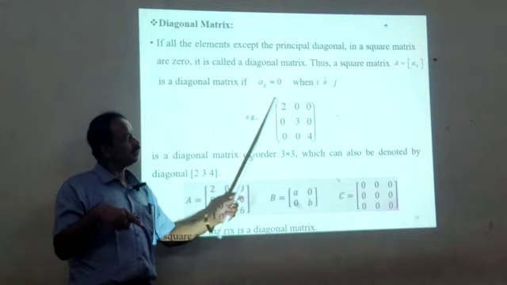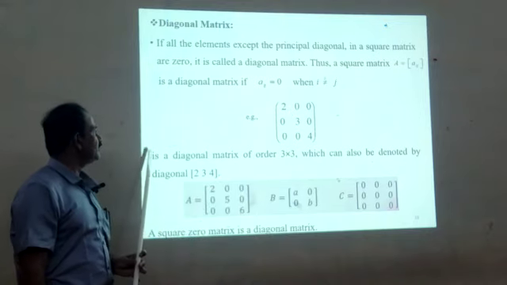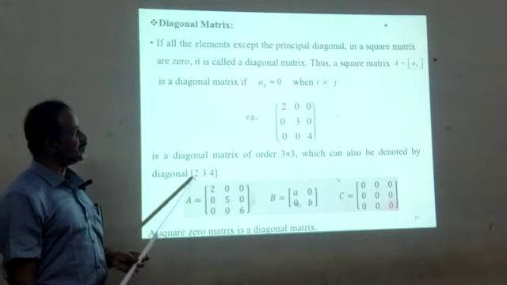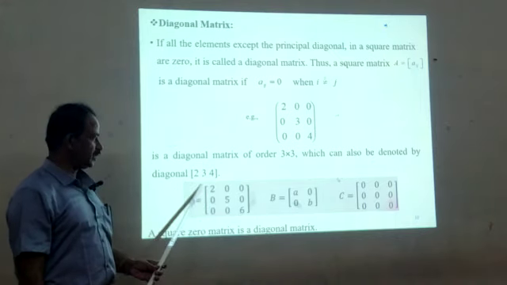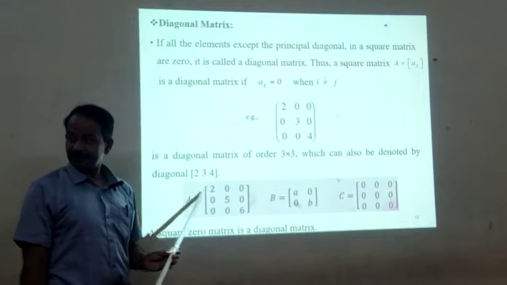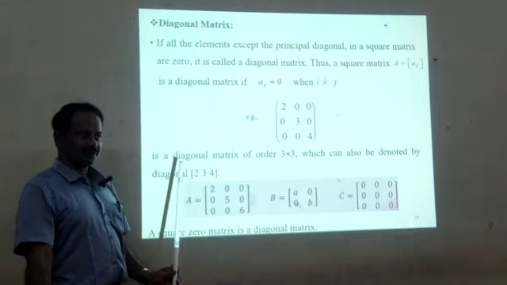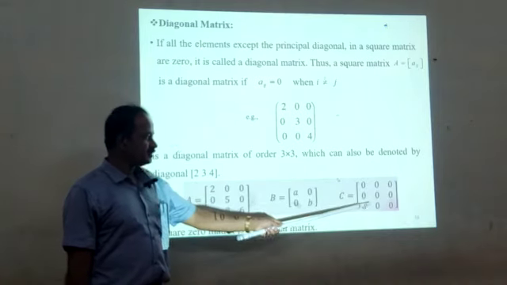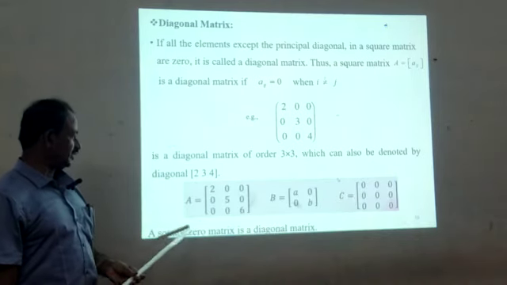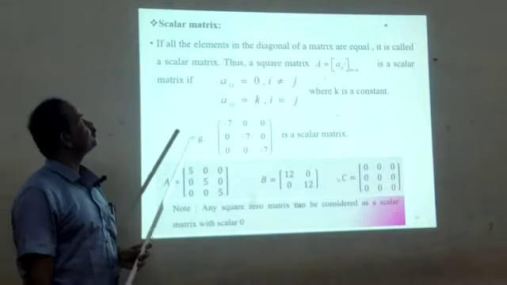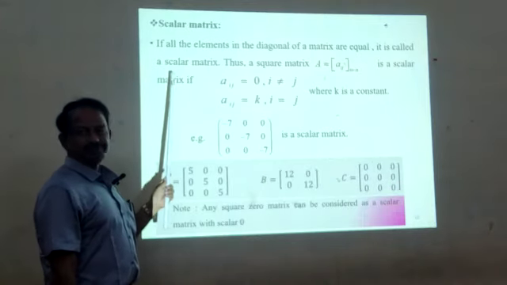Only the main diagonal elements exist. This is a diagonal matrix of the order 3 by 3, which can also be denoted by diag(2, 3, 4). See, diagonal elements alone exist, all the other elements are 0. So they are called a diagonal matrix. And what of this, where all the elements are 0? Your square zero matrix is a diagonal matrix. So a square zero matrix also is a diagonal matrix. Scalar matrix.